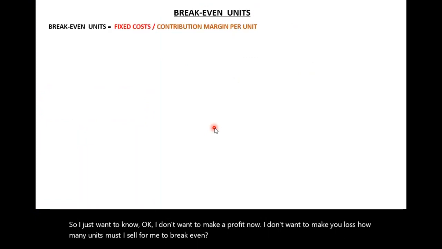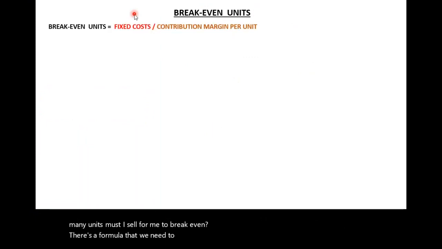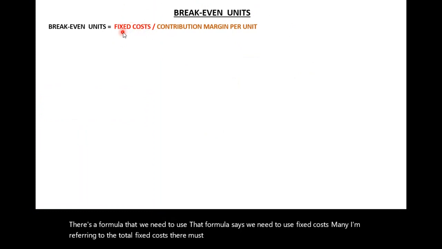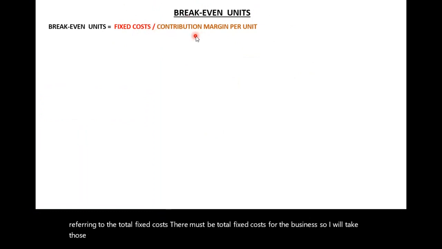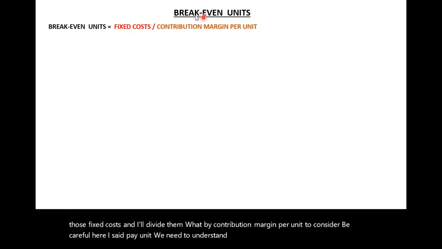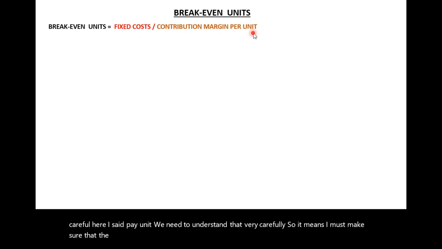There is a formula that we need to use. The formula says we need to use fixed costs, meaning I'm referring to the total fixed cost. There must be total fixed cost for the business. So I will take those fixed costs and I will divide them by what? By the contribution margin per unit. Can you see now? Be careful here. It's per unit. We need to understand that very carefully. So it means I must make sure that the contribution margin that I have is not the total one, it is the per unit one.